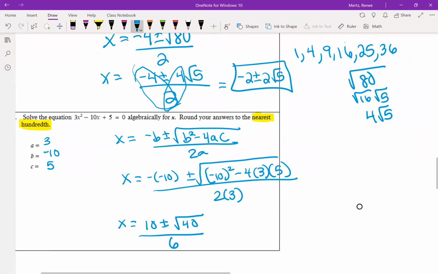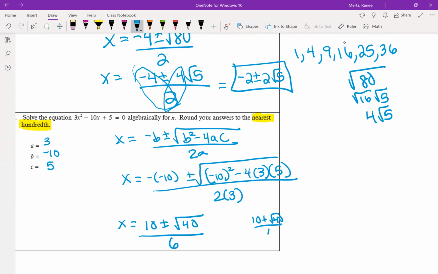When we round to the nearest hundredth, we don't have to worry about simplifying. So we'll do 10 plus the square root of 40 over 6 and 10 minus the square root of 40 over 6. So check my math. I'm getting 0.62 when I subtract and 2.72 when I add.